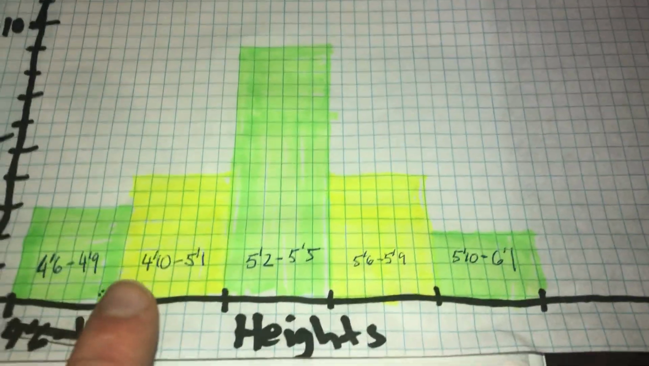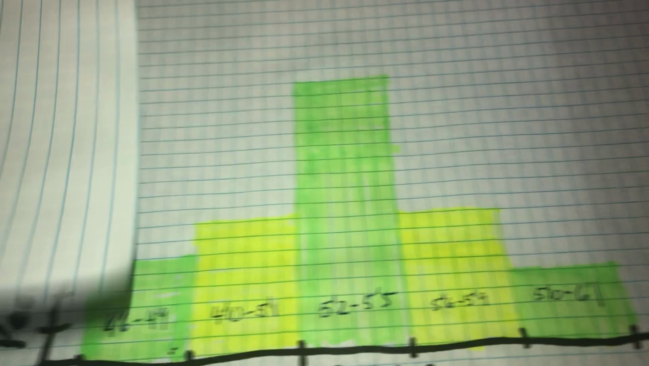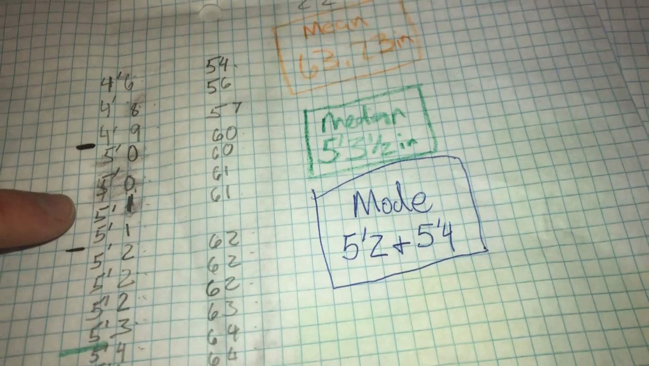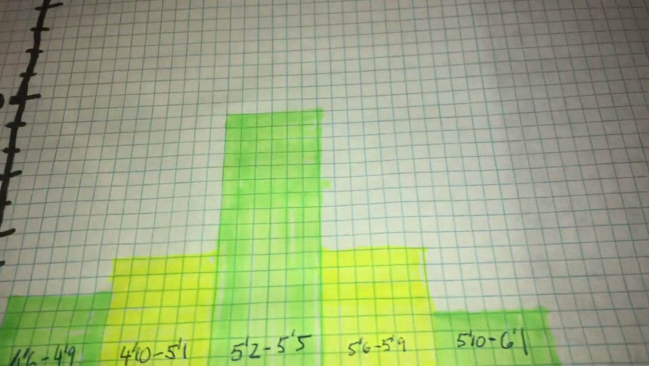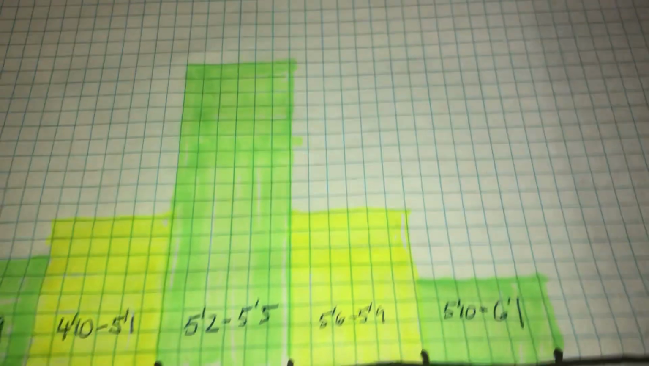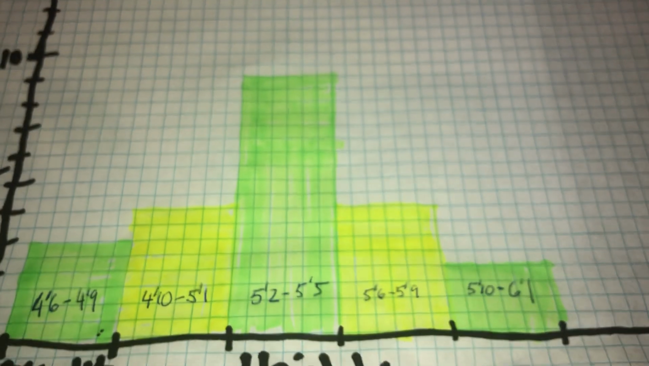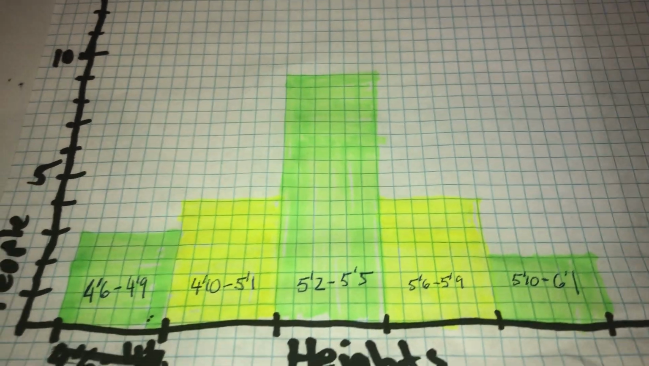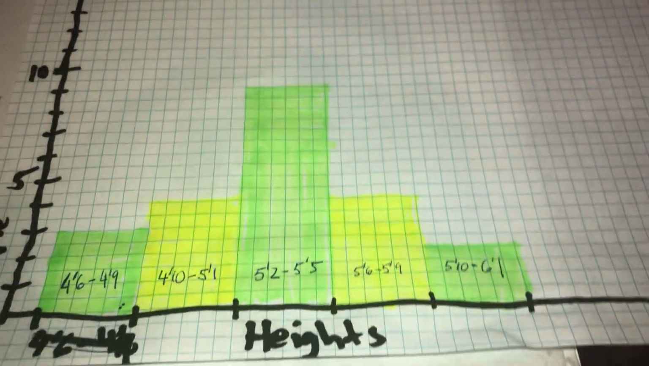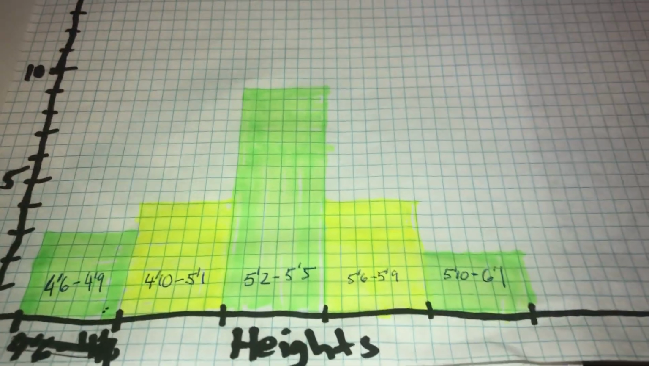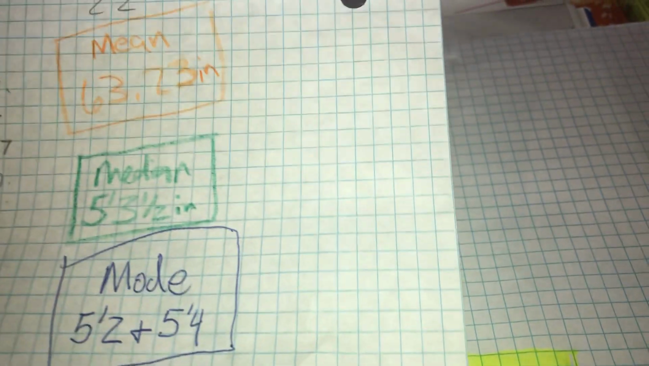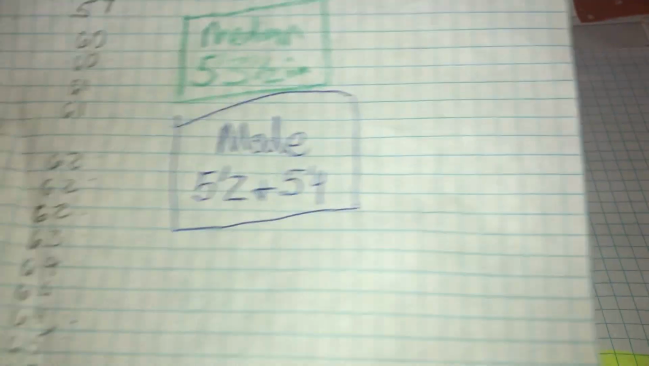And then the next group we have 4'10" to 5'1", and this is our group here. There's 5 foot, 5 foot, 5'1", 5'1". So there's four people there. And then we have a huge spike right here between 5'2" and 5'5". So that tells us that there's a lot of people there, and if we notice, this is where our mean and our median fall, and our mode too, which makes sense, right?